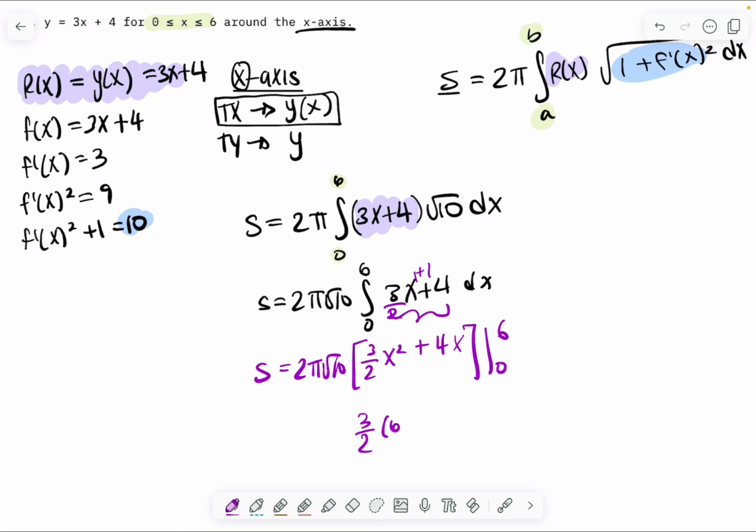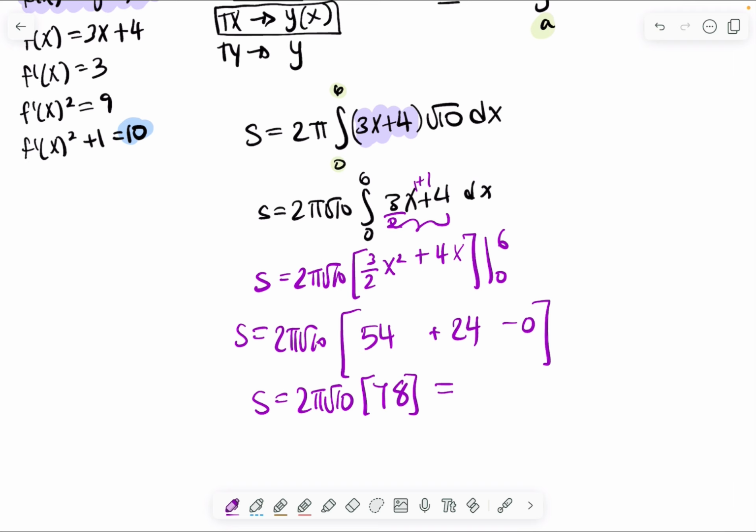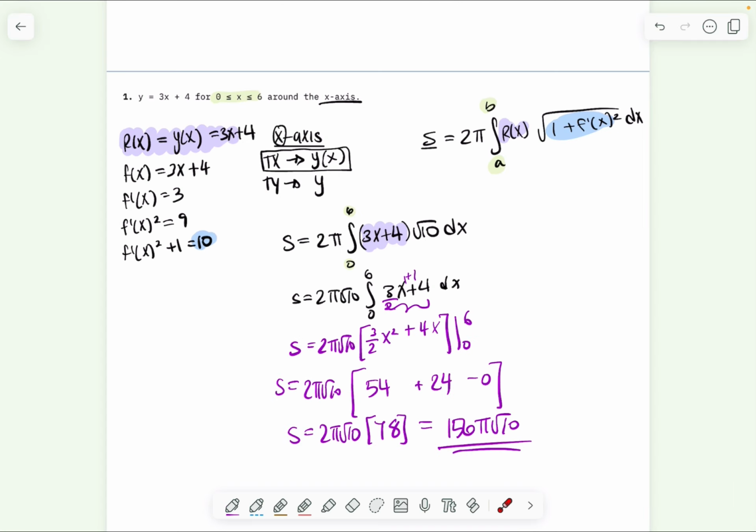This is going to be 3 halves times 6 squared plus 4 times 6, minus 0. 6 squared is 36, divided by 2, that's 18. So 18 times 3, that's 54. So we have 54 plus 4 times 6, which is 24. That is 78. And 78 times 2, and we have 156 pi square root 10, and that is the surface area.